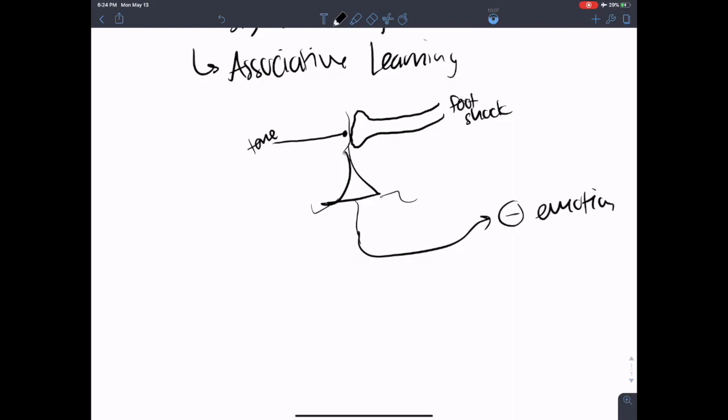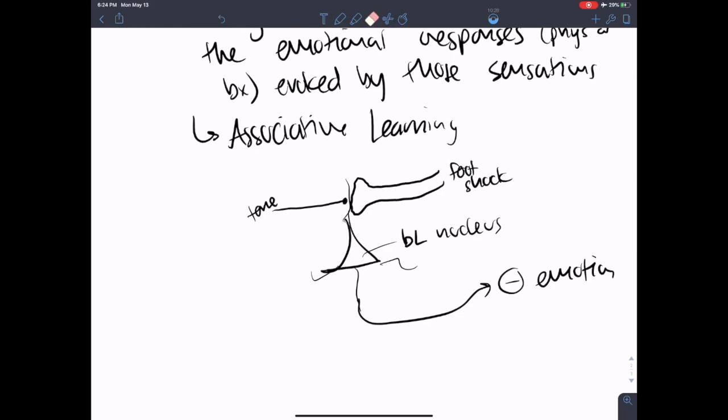So what happens is if you pair these stimulations, this tone and the foot shock, what you get is an upregulation of AMPA receptors at this dendritic tree of this pyramidal neuron in the basolateral nucleus. So this is in the basolateral nucleus of the amygdala. And you get a strengthening of this axon that's carrying tone information. So eventually, this axon is now strong enough to produce this behavioral response, this negative emotional response, itself, without the presence of the foot shock, because you've strengthened this connection.